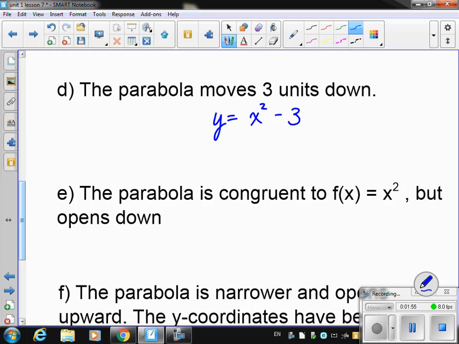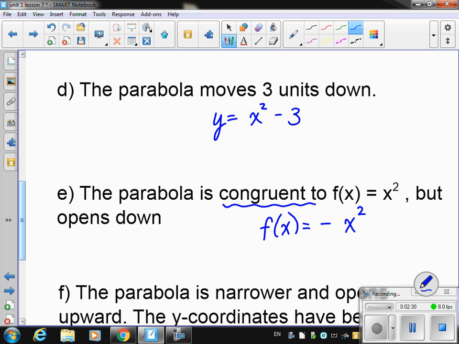The parabola is congruent to f of x equals x squared, but opens down. Congruent to means same shape. But if it opens down, I need to flip it across the x-axis, so it will be upside down. That's a vertical change, so that negative is outside, in front. And I don't have any larger value for a than 1 because it's the same shape.